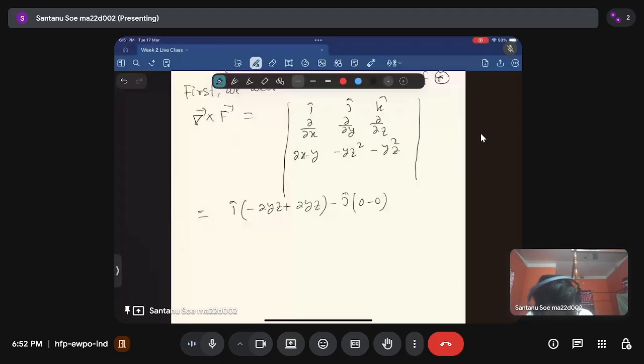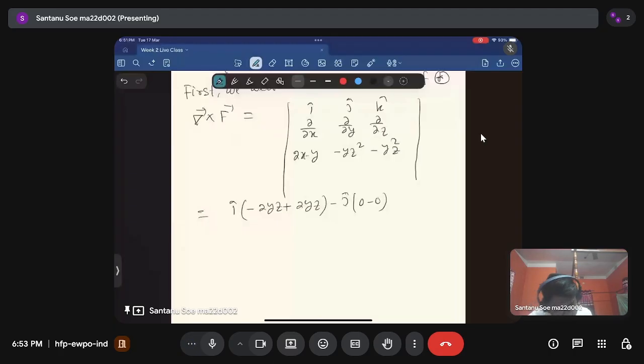Now to calculate the line integration over C, it was given that C is the circle x square plus y square equals 1. So now we can parameterize the curve as follows: r(t) equals cos t i cap plus sin t j cap plus 0 into k cap, where 0 is less than or equal to t less than or equal to 2 pi. So our LHS, which is the integration over C of f dot dr.